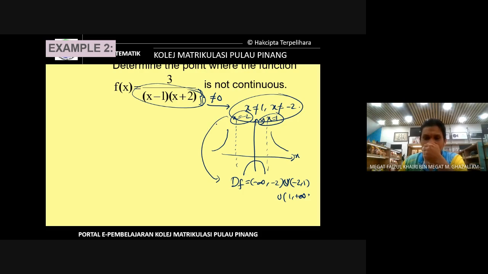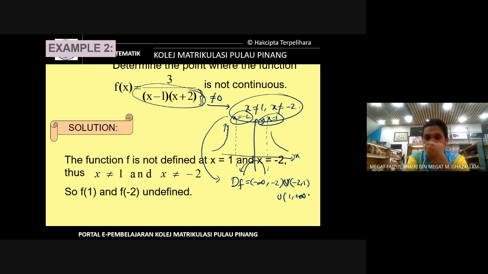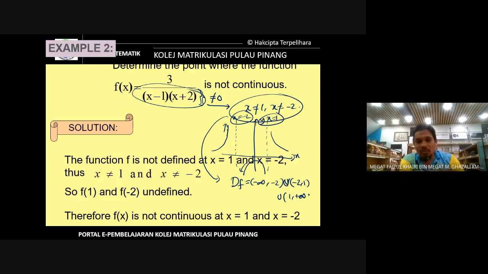Okay. So look at this. At this point of x equal to -2, on this left side, the graph is moving up. And on this one the graph is moving down. Dia tak bertemu pun. Maknanya tidak bersambungan. So, it is not continuous at x equal to -2 and 1. The f(x) is not continuous at x equal to 1 and x equal to -2.